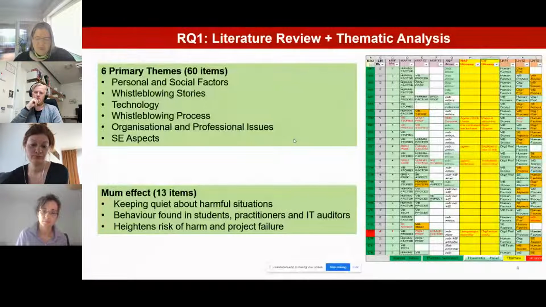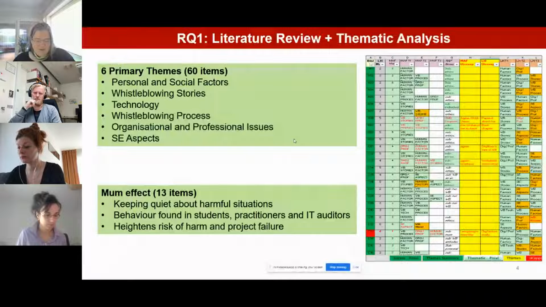Through 2 rounds of independent coding, we jointly came up with 6 primary coding themes as shown. Personal and social factors identified as the top primary theme. It includes sub-themes of individual values, personal motivation, and the mum effect. The mum effect is described as keeping quiet about known issues or harmful situations, and was found in students, practitioners, and IT auditors. This is concerning given the complexity of software systems and the technical knowledge required to recognise, support, and evidence issues.